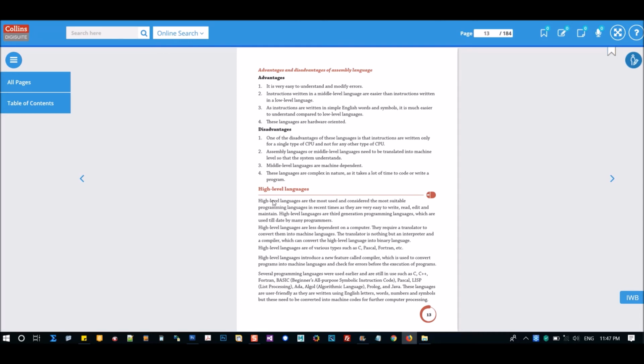Why is it called high level? Because the latest computers, the laptops that we are using nowadays, are all run by high level languages. These are very high level, and it's much easier to understand and write programming languages in them. There is a lot of difference between the high level and the low level languages. Let's go to the next page now.